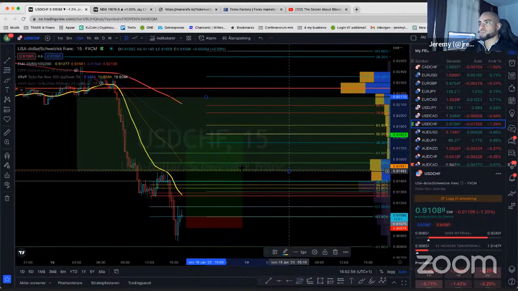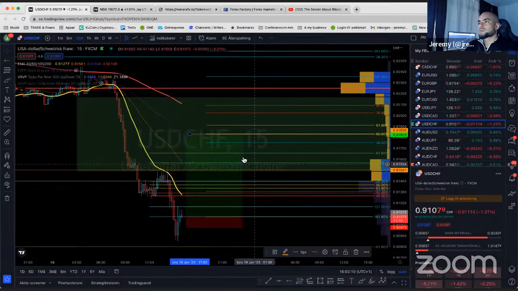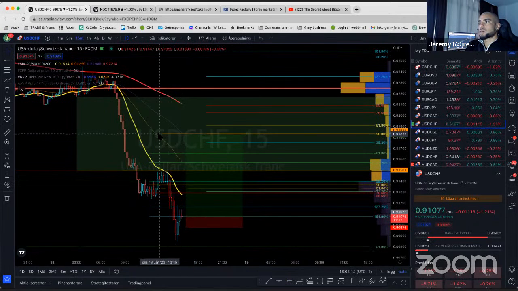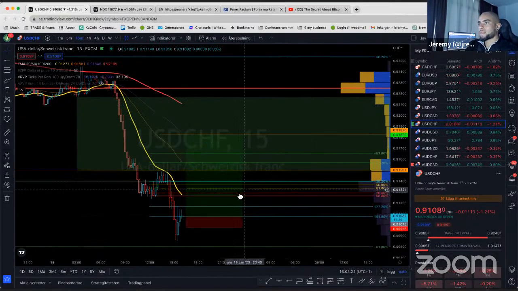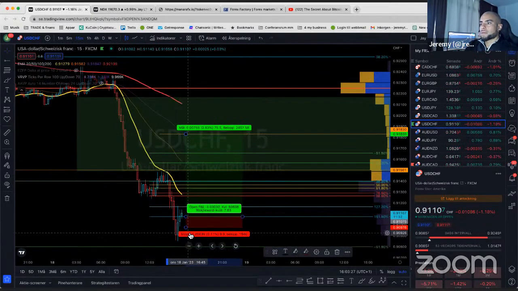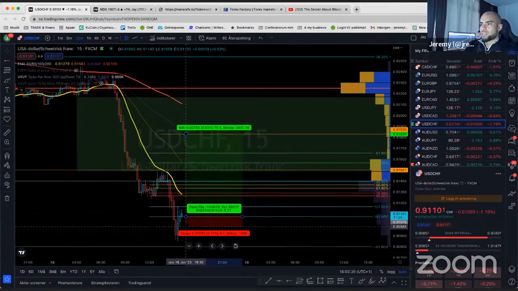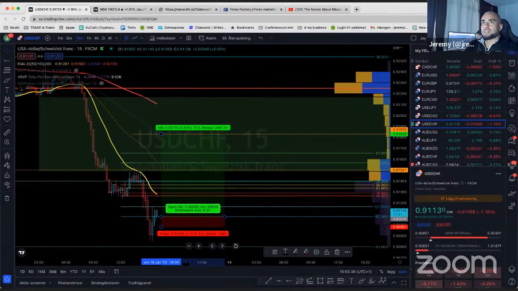Where is 50%? There is 50%. So that's the take profit we're looking for right now. Yeah, the more I'm looking at this trade, the more I want to enter it. I'm gonna be honest. The only thing that makes me hesitate is the volume.